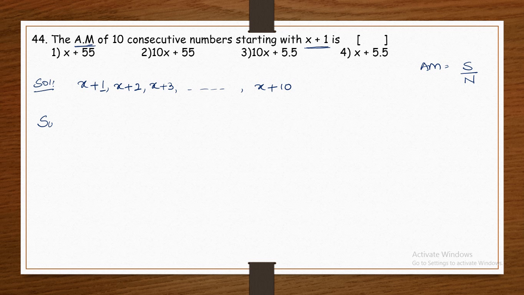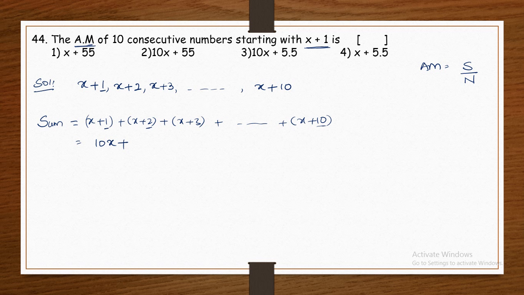So to find that, first of all we need to find the sum of this. So the sum is given by x plus 1 plus x plus 2 plus x plus 3 plus and so on, plus x plus 10. If you clearly observe how many x we have, since the numbers are from 1 to 10, we have 10 times x. Plus here, if you observe, 1 plus 2 plus 3 plus and so on up to 10. So clearly this is the sum of the first 10 natural numbers, right?